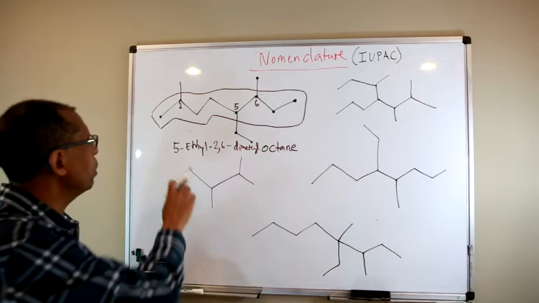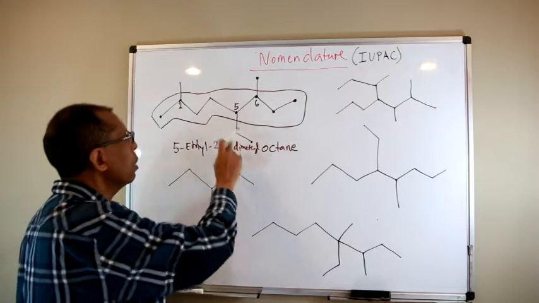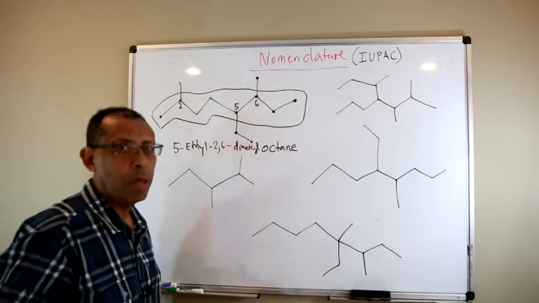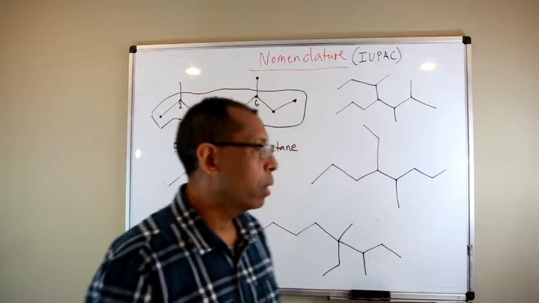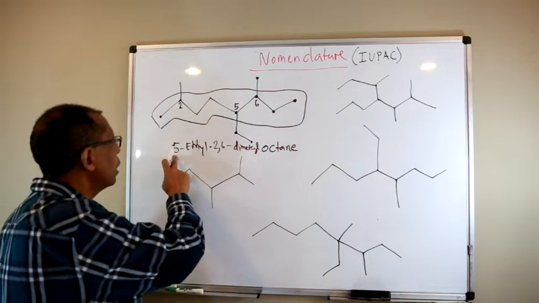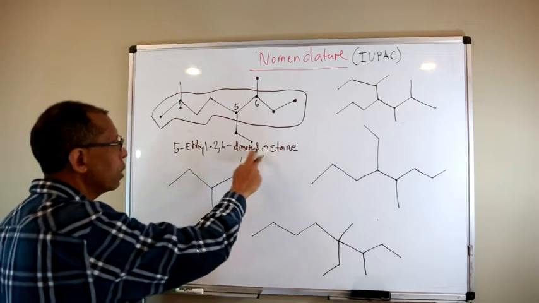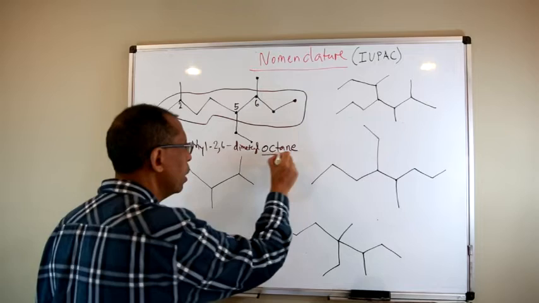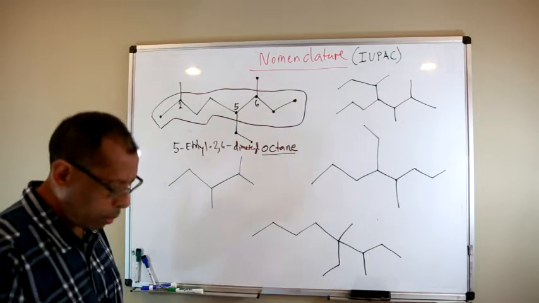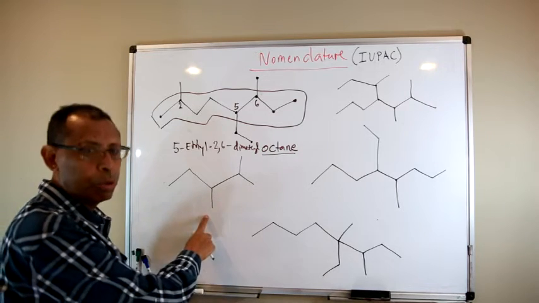So this would be called 5-ethyl-2,6-dimethyl. At 2 and 6 I have 2. If I have 3 of them, you say tri, and so on. Okay, so this compound is named as 5-ethyl-2,6-dimethyl octane. So octane being the longest chain. Okay, now let's go to compound 2.